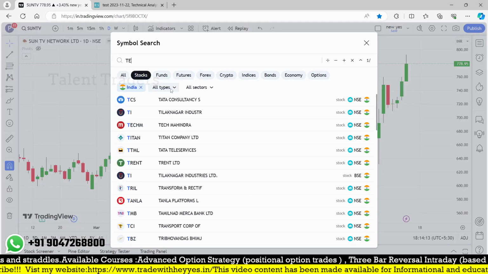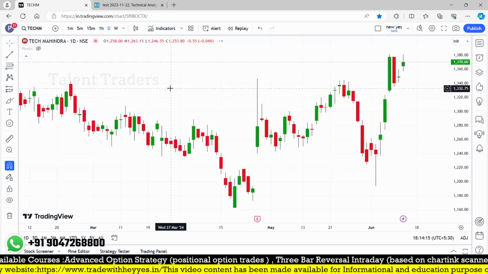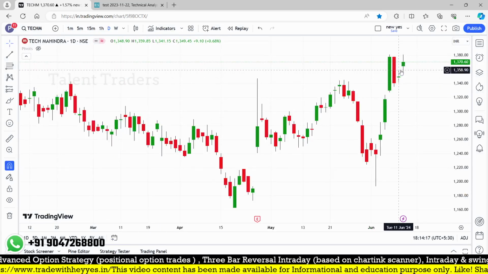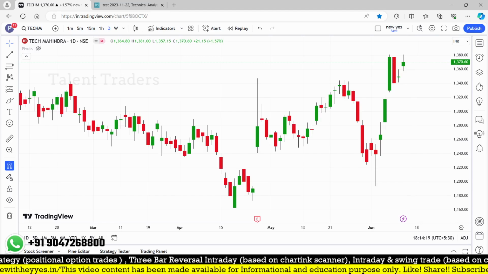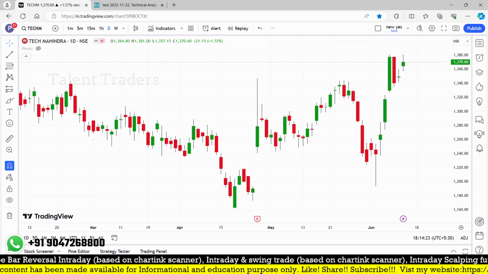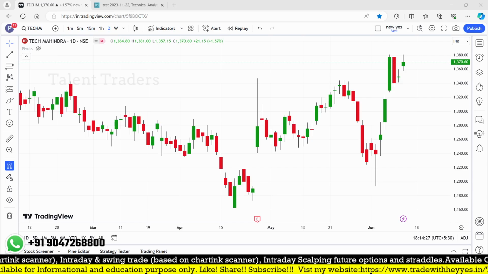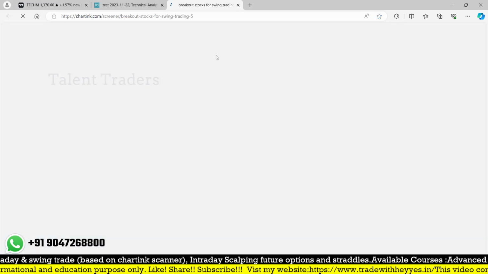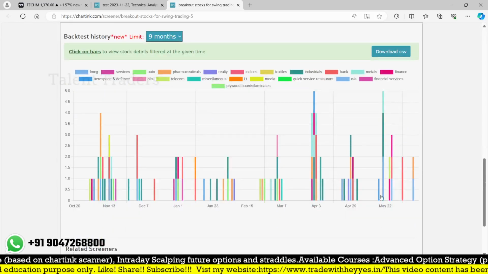And Tech Chem yesterday was maybe an opportunity, and it started moving. This scanner does not find lower level swings, it finds higher level swings. And I'm also using one more swing scanner which helps for positional ones.